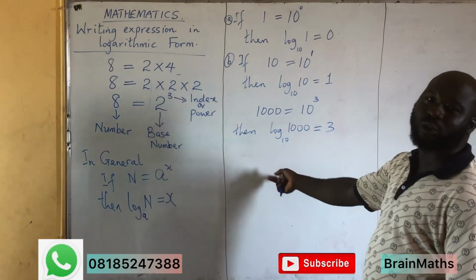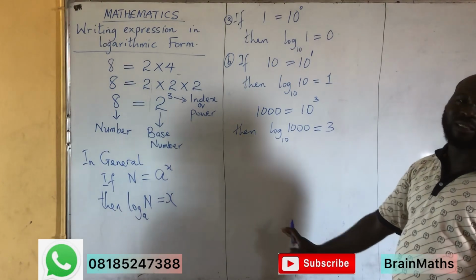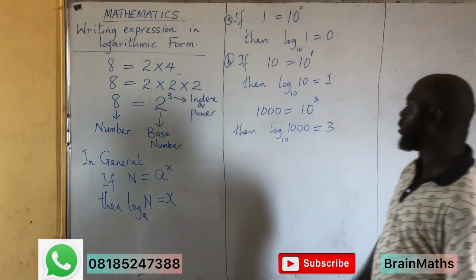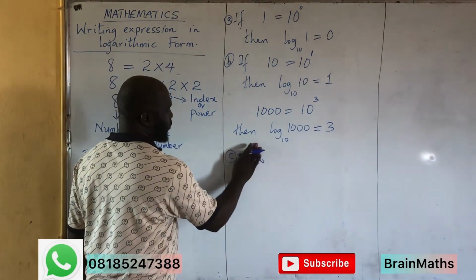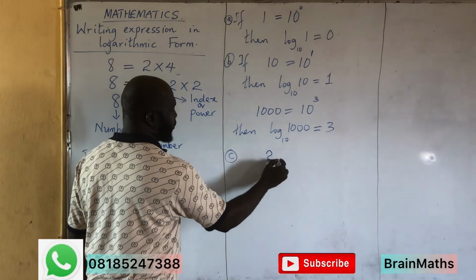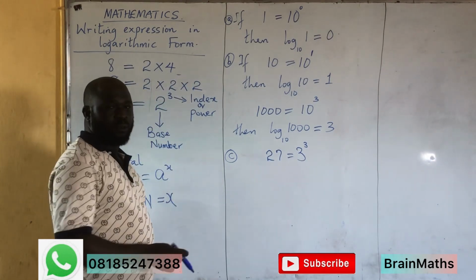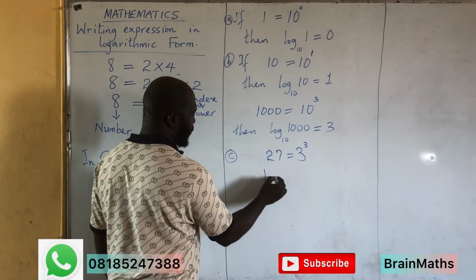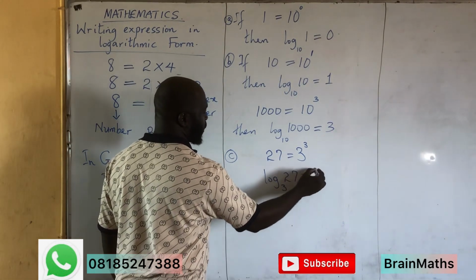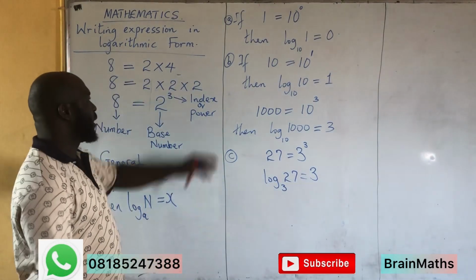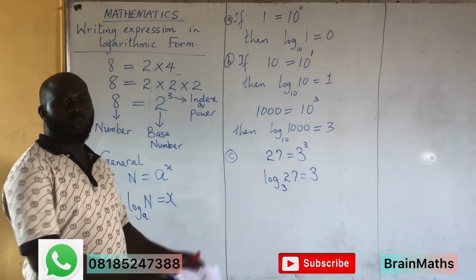It is not limited to only numbers in base 10. We can generate this for as many numbers in any base as possible. Let's take another number in another base. Let's take 27 equals 3 raised to power 3. So this means log in base 3 of 27 equals 3. So this is the general form. This is the first method we need to understand.